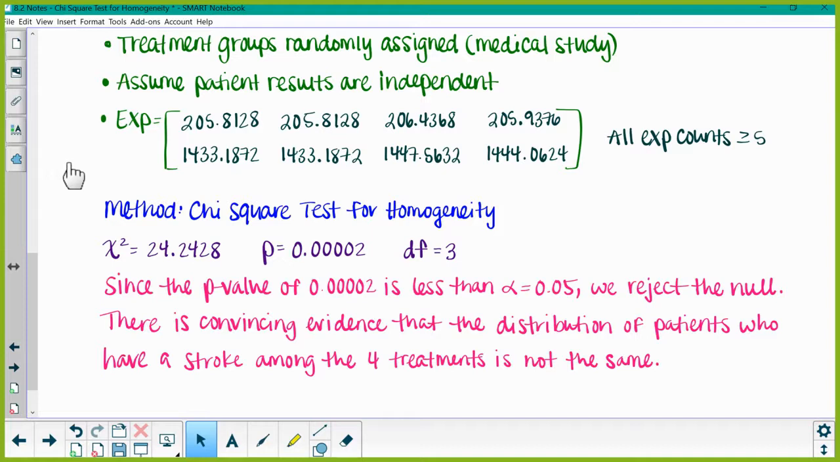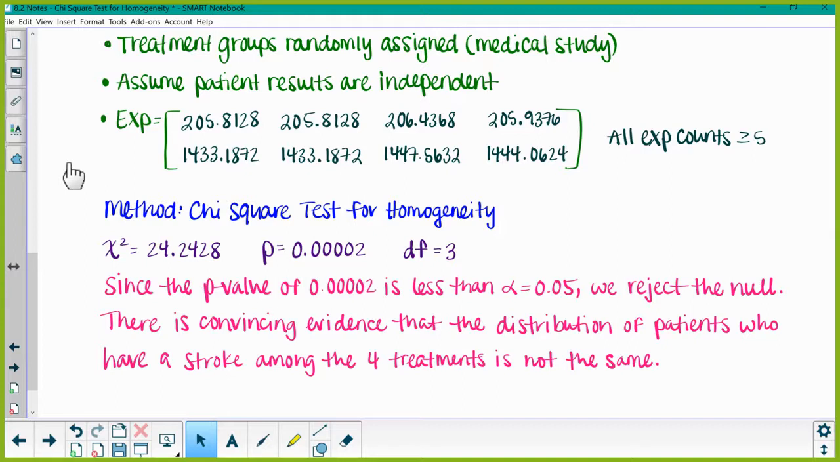Since the p-value of essentially 0.00002 is less than alpha, we reject the null. This is one of the first ones that we've rejected for chi-squared. There is convincing evidence that the distribution of patients who have a stroke among the 4 treatments is not the same.